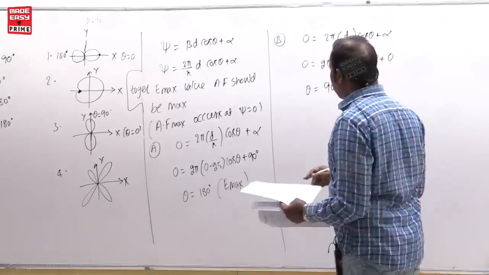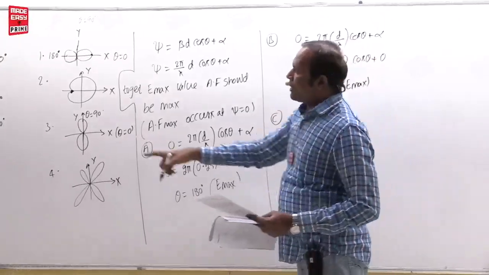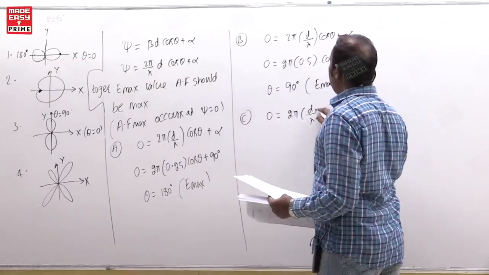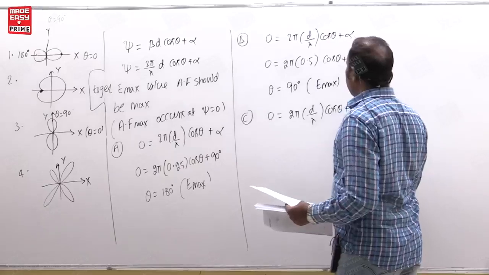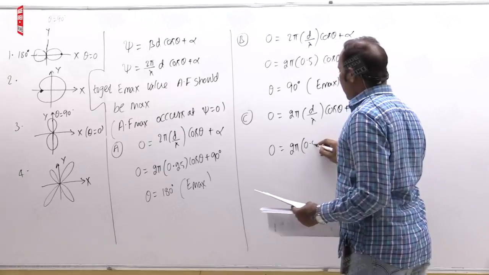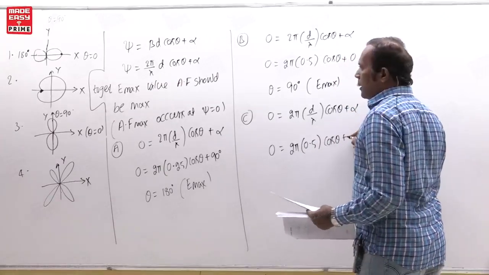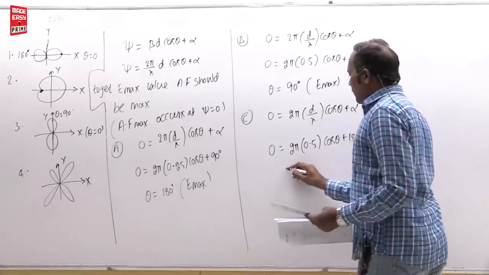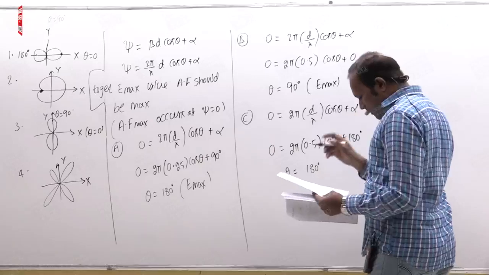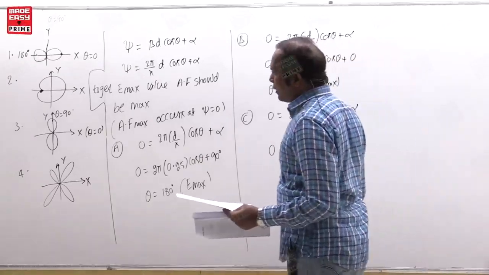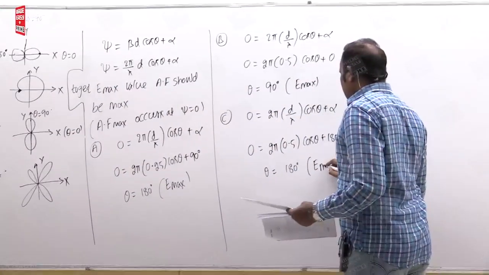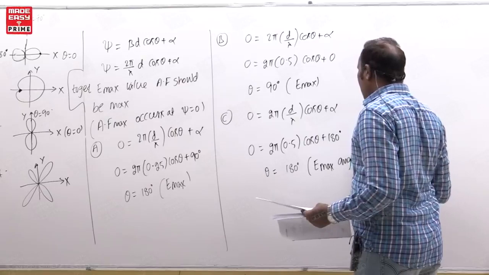Next, for the third case, that means for case C, 0 is equal to 2 pi d by lambda cos theta plus alpha is the general equation. If you substitute d by lambda 0.5 for this, then cos theta, alpha is given as 180, dear students. From this theta you will get 180 degrees. So for one, the maximum is there. So this is the electric field maximum angle you got.